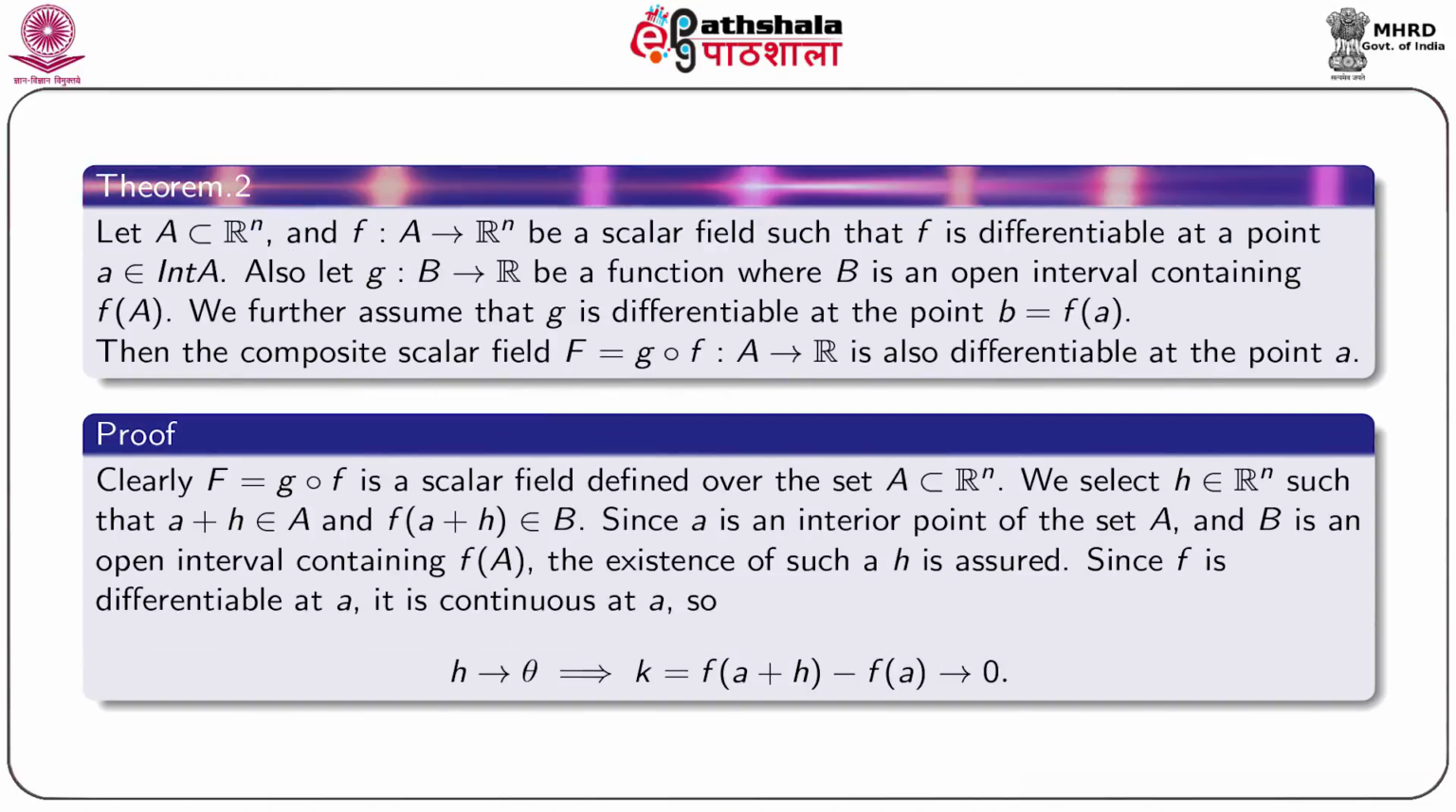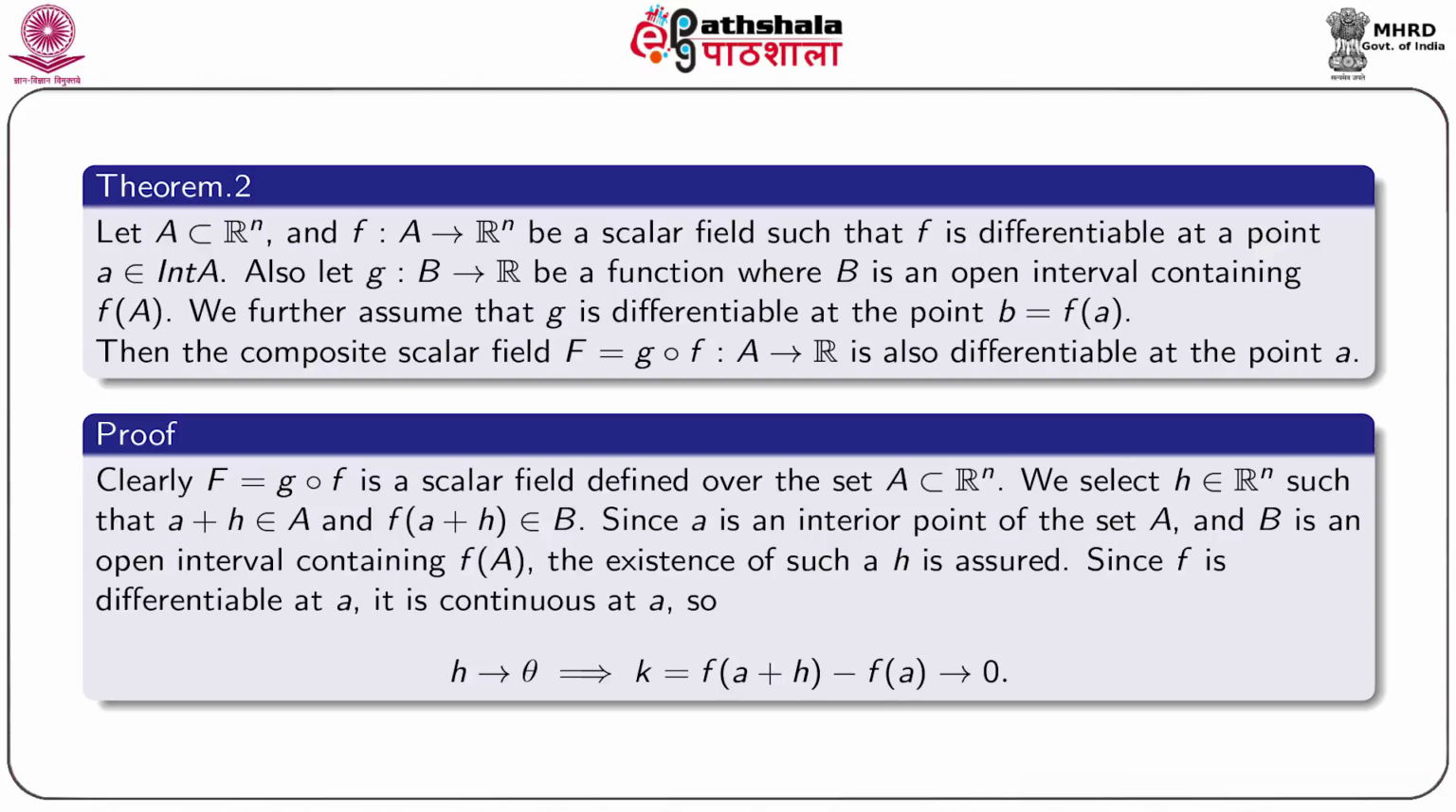Now, the next result, that is another form of the chain rule. Let A be a subset of R^n, f is a scalar field defined on the set A such that f is differentiable at a point a, which is an interior point of the set A. Also, let g from B to R be a function where B is an open interval containing the set f(A). We further assume that g is differentiable at the point b equal to f(a). We claim that the composite scalar field F equal to g composed with f from A to R is also differentiable at the point a.